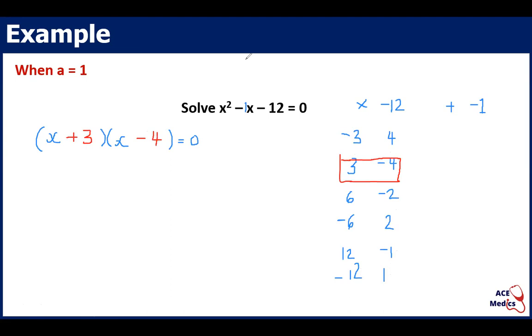Now, I'm sure all of you understand that. If you're not sure about that bit, put a message in the chat and we'll go through it again. But this time they are asking us to solve it.